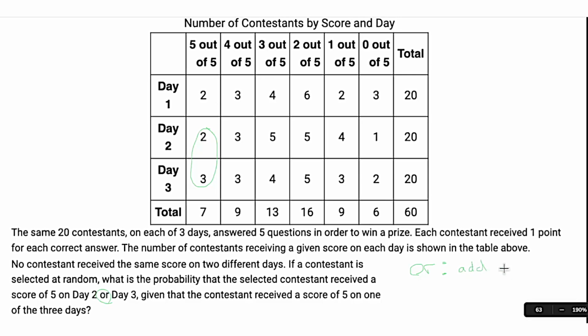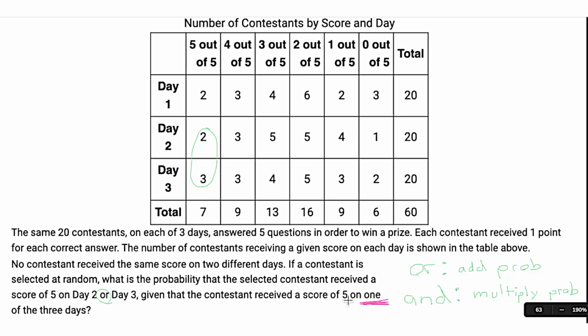Add probabilities. It's important to note this because sometimes instead of the word or, you're going to see and. Or is saying either of these things could happen, and is saying both of these things have to happen. And with and, you would multiply your probabilities. So 5 out of 5 on day 2 or day 3, given that the contestant received a score of 5 on one of the 3 days. So that's important.